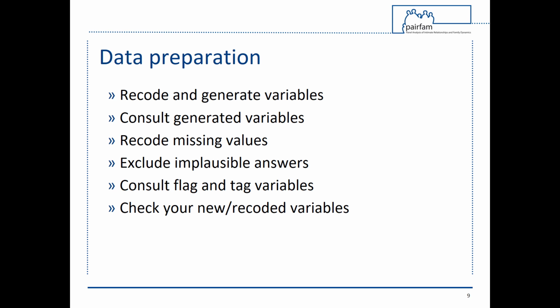Furthermore, please be aware that missing values in the pairfam data are typically coded with negative numbers, and that you may need to recode these for your analysis. The Quick Start Missings can help you with that. You may also want to exclude implausible answers, such as working over 100 hours a week. The flag and tag variables can point you to some inconsistent entries. Don't forget to check and tabulate your new and recoded variables.